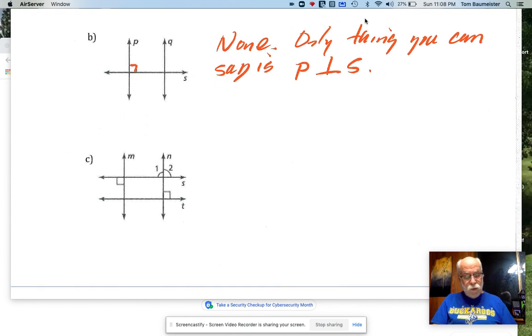And finally, on the last one here, it looks like it's telling us a bunch of things. It's telling us that angles 1 and 2 are a linear pair. It's telling us that M is perpendicular to S and N is perpendicular to T. So what can it tell us overall? It can tell us that S is parallel to T and M is parallel to N.